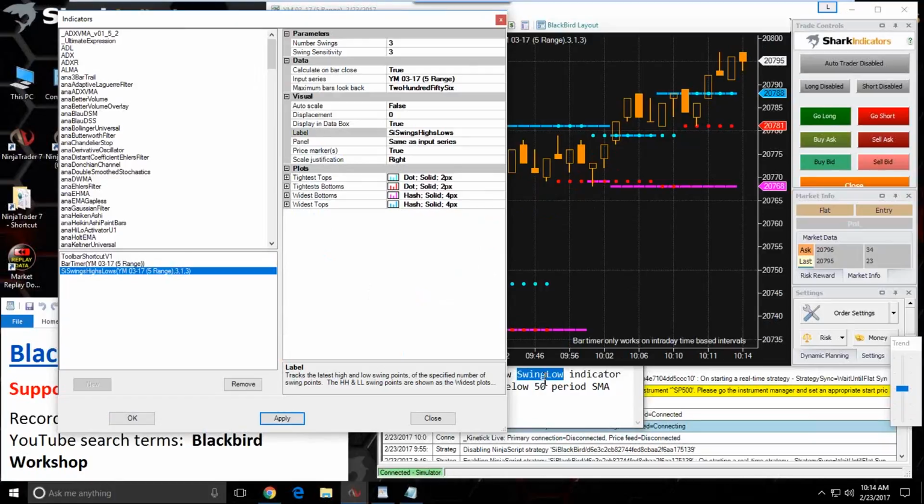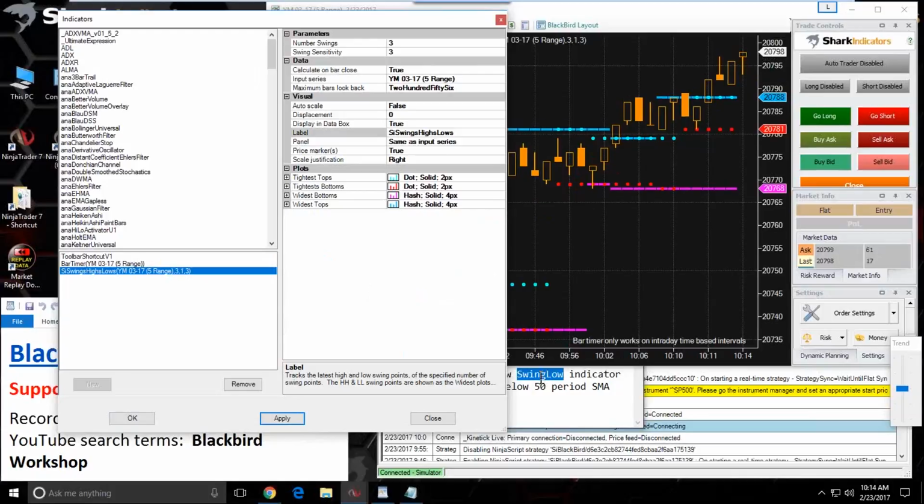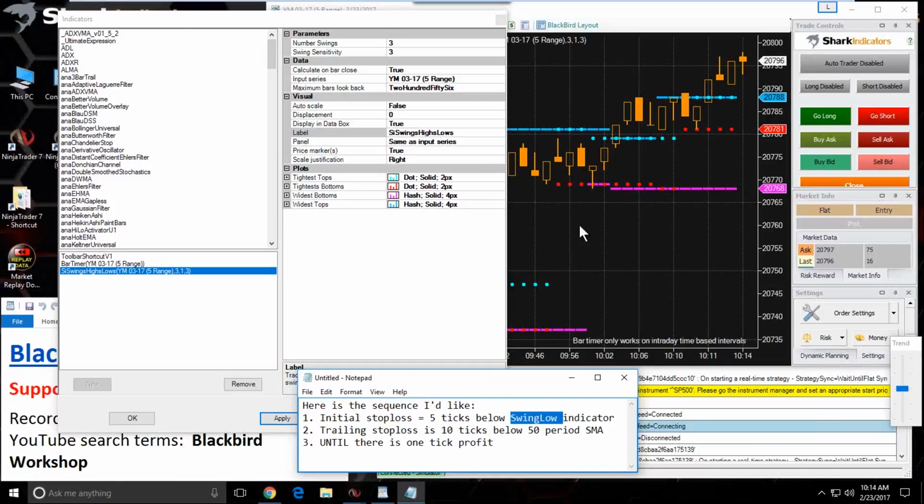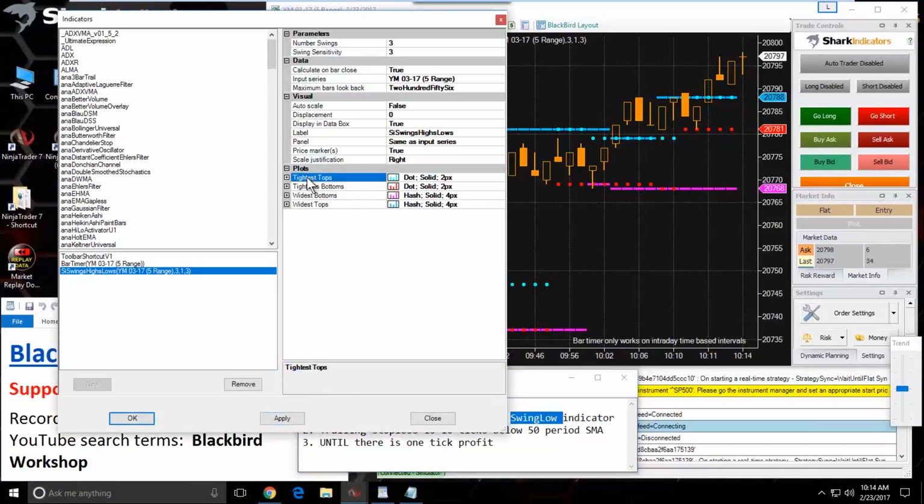So I'm going to change my understanding of what's meant by swing low. I'm going to use the most recent swing low, which is going to be the dotted lines here. So it's going to be the tightest plots here. All right, and let's see.